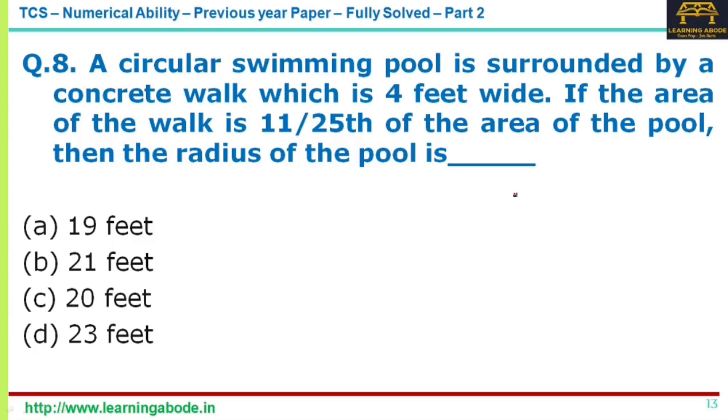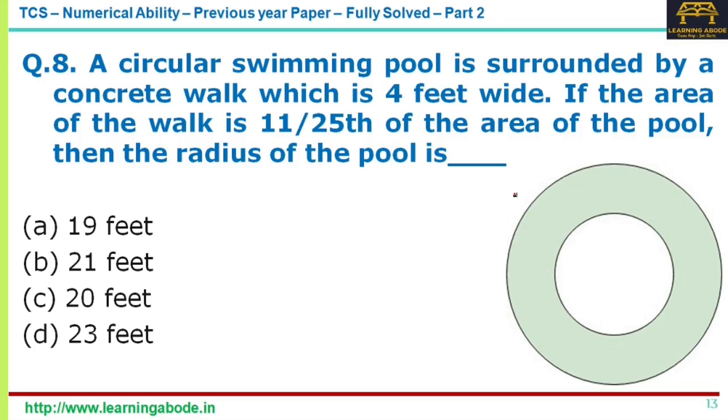Question number 8. A circular swimming pool is surrounded by a concrete walk which is 4 feet wide. If the area of the walk is 11 by 25th of the area of the pool, then find the radius of the pool. Now we can use a diagram, an image for reference. You can draw this image. Now 4 feet is the width of the sidewalk.